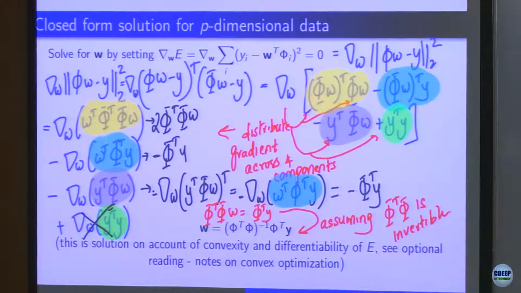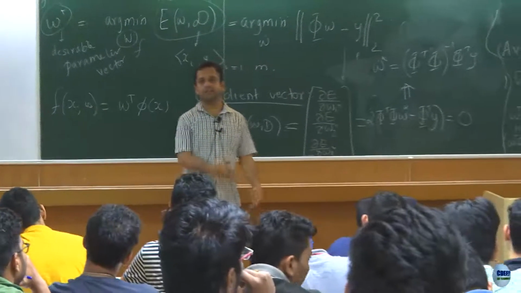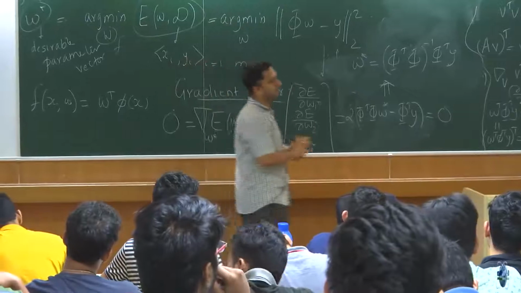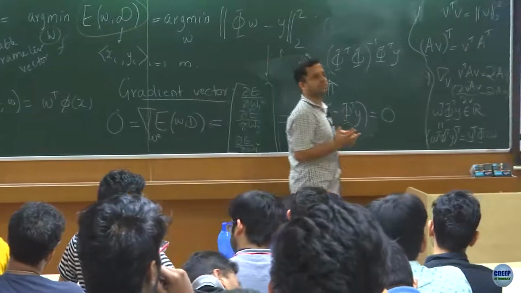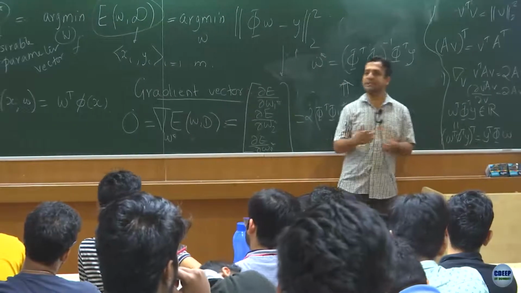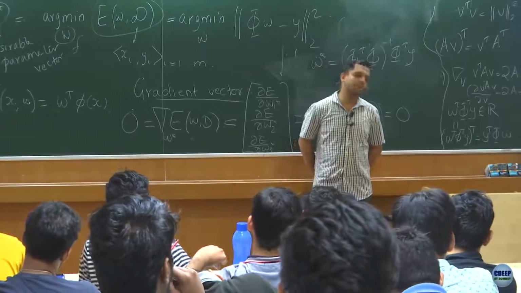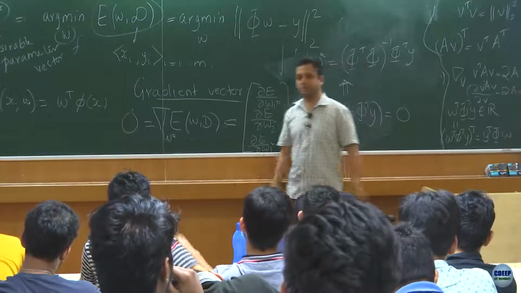V transpose AV, yes. But by design, phi transpose phi will always be symmetric. We didn't use that explicitly, but it occurs there. Any matrix transposed multiplied with the matrix will always be symmetric. In fact, it will not be just symmetric, it will also be positive semi-definite.